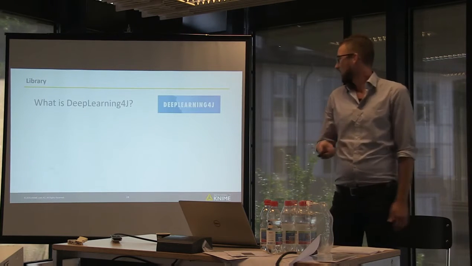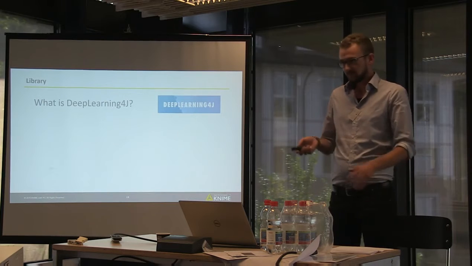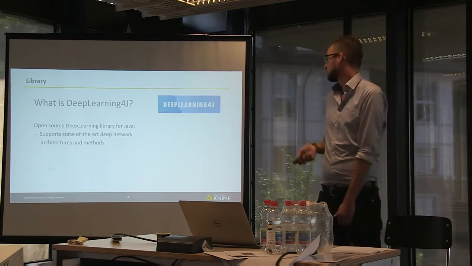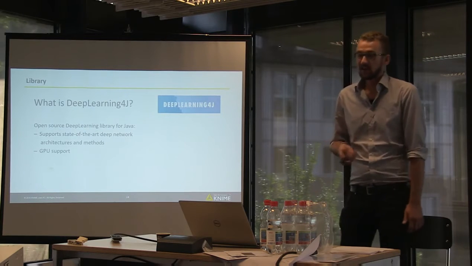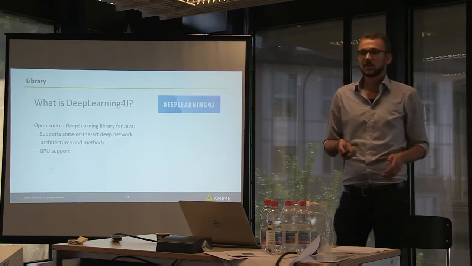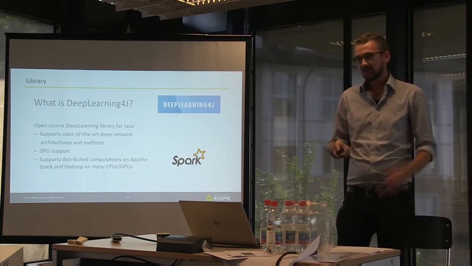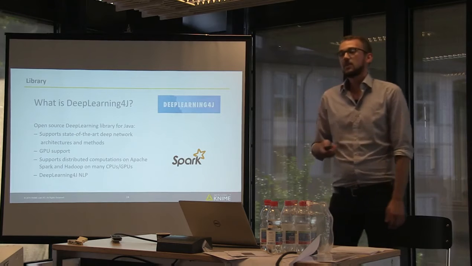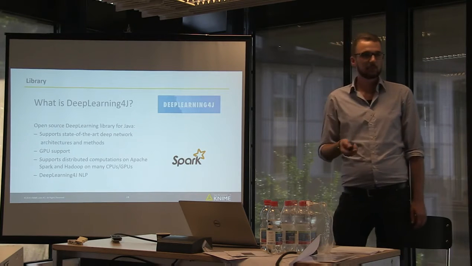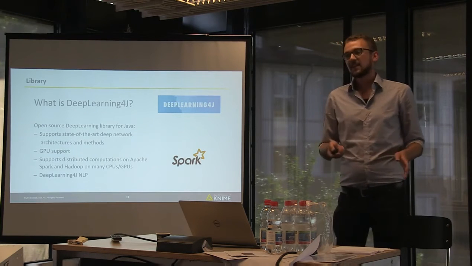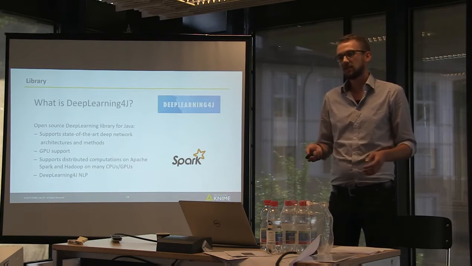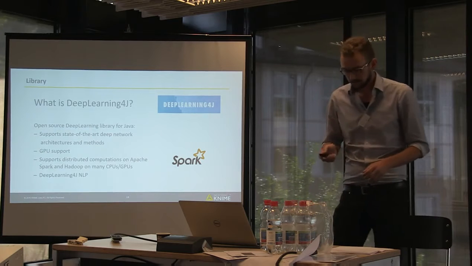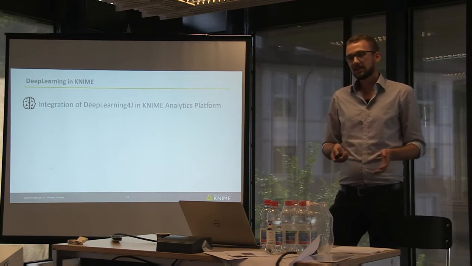So what is Deeplearning4J? This was also explained in the previous talk. It's an open source library for Java. It supports state-of-the-art deep networks and architectures. Then we have GPU support, so you can actually run your workflows on your graphics card. Then, of course, the very nice thing is that it runs on Spark. And we also have integration for some natural language processing. Specifically, it has an implementation to learn word vector models, which was also previously mentioned in the talk.